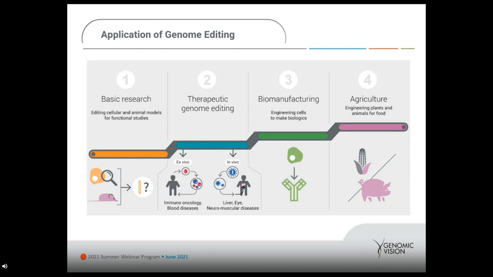Genome editing and the development of the CRISPR-Cas system has really revolutionized the way we see science. In basic research, it facilitates the development of cellular and animal models for functional studies. In the therapeutic field, it accelerated the development of ex vivo and in vivo therapies for diseases with unmet needs. It is now also being used to engineer better cell factories for the production of biologics, like, for example, recombinant proteins, monoclonal antibodies, or vaccines. And last but not least, it accelerated the development of plants and animals with the desired agronomic traits.